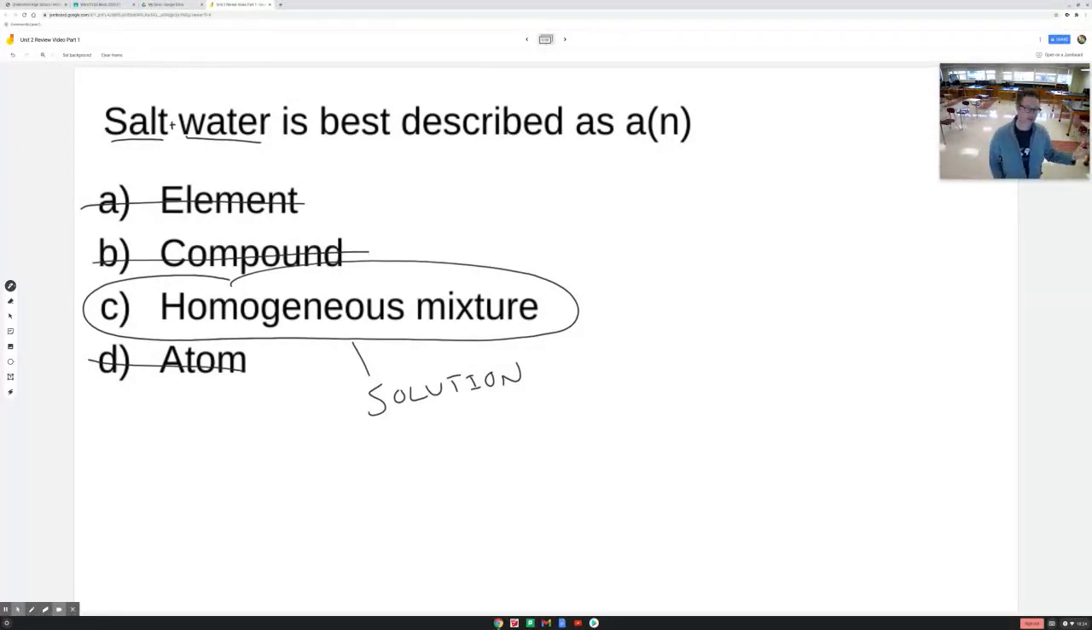Again, as we talked about before, if you boil the water, what's left is the salt. You take the water away as steam, and the salt is still there. It hasn't been turned into something else. It's just been mixed with the water, and salt water is homogeneous because it's uniformly distributed. The opposite would be heterogeneous, which is sort of just jumbled together.